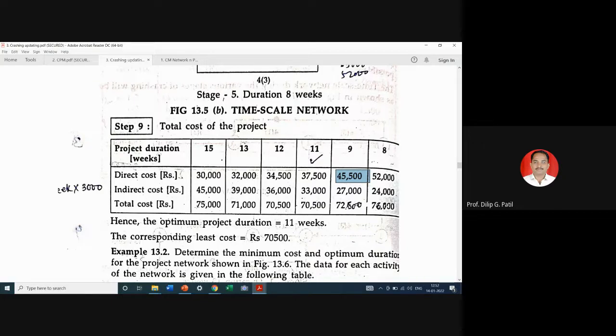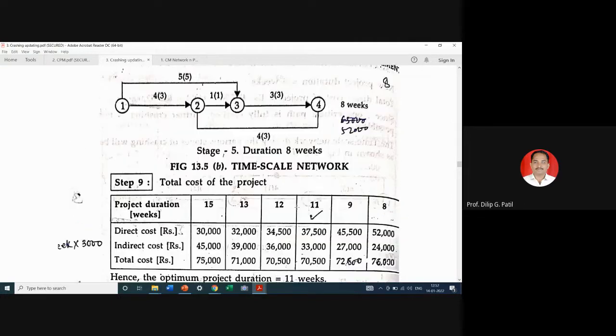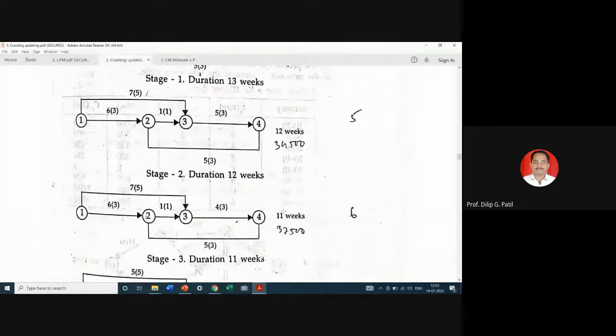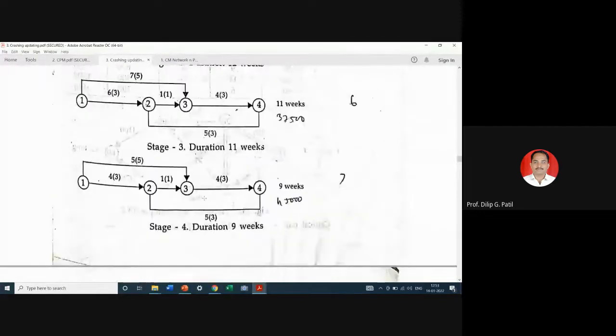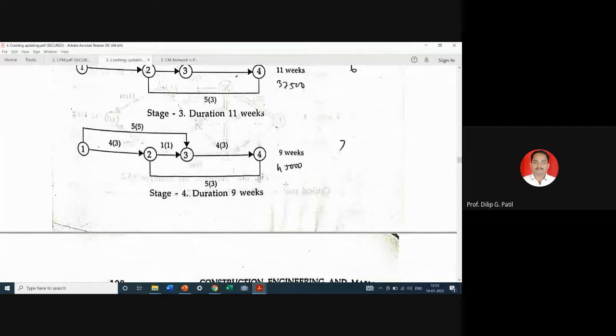So accordingly, in this tabular format, you will see that the total cost has started increasing. So you can stop. So इथला ट्रेंड जर बघितला, 75, 71, 70, 70, 72, 76 या पद्धतीने तुमच्या लक्षात येतं. सो पुढची डायग्राम कोणती असेल, 11 to 9 ही आलेली आहे. आता याच्यामध्ये आता पुढे बघा की where there is scope for the crashing.